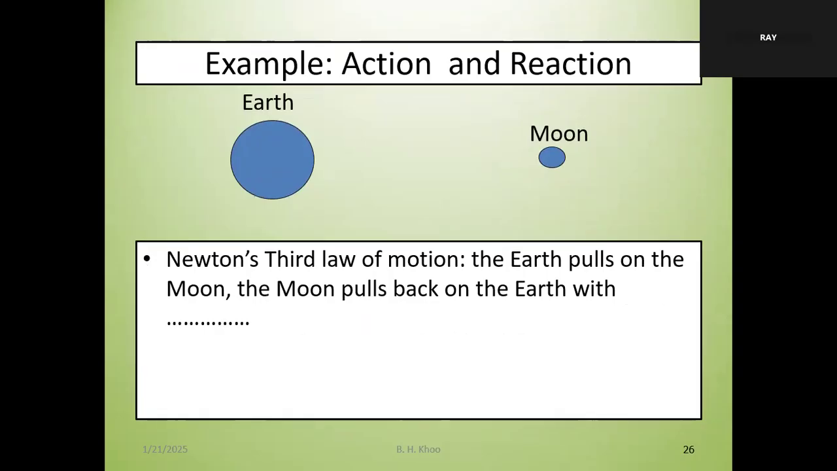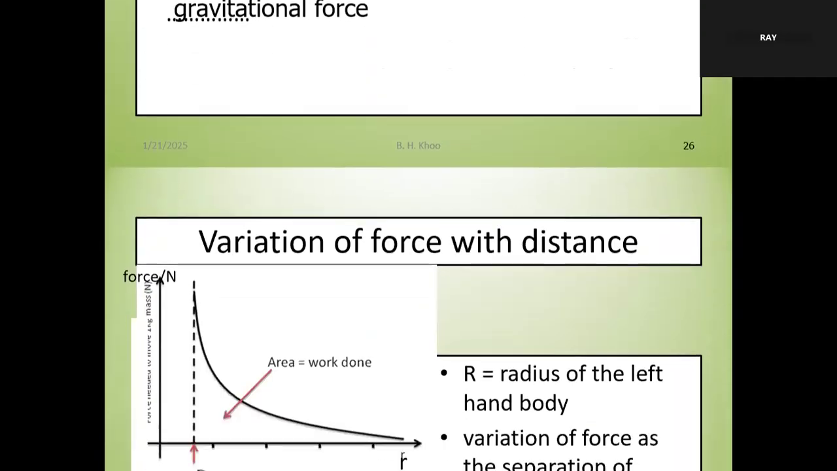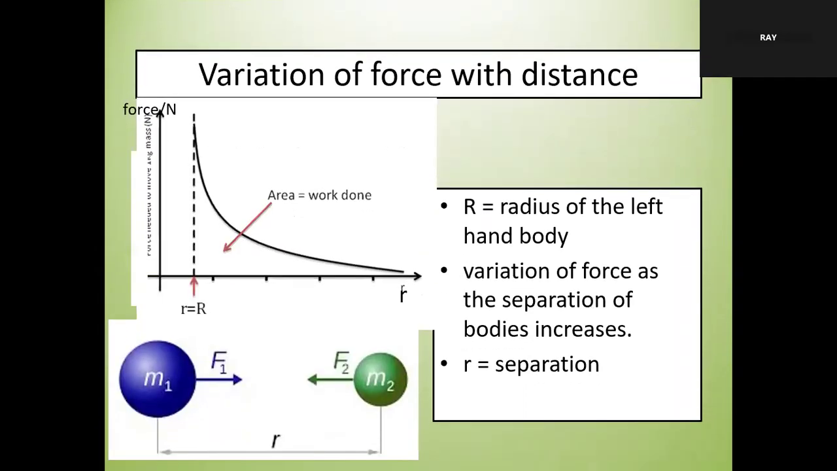Newton's third law of motion: the Earth pulls on the moon and the moon pulls back on the Earth. The force is the same in magnitude, different in direction, that's all. With a gravitational force, this is how the force varies. At the radius of the Earth, that's the maximum. After that, it goes down to 0 at infinity.